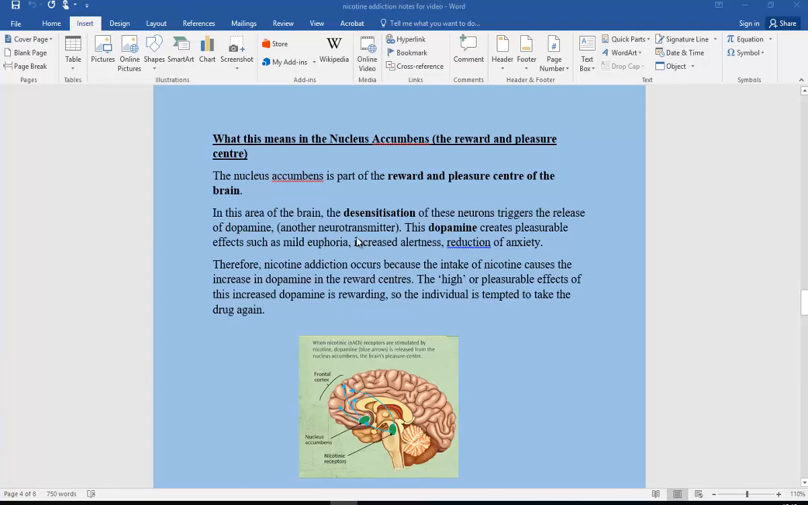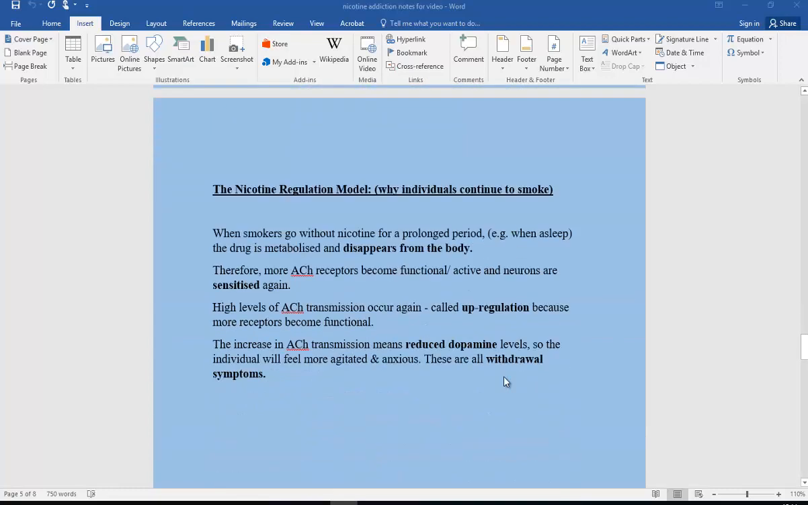As I've said already, that desensitization then triggers the release of more dopamine. And that is what causes us to have that mild euphoria and alertness, etc., that we get with cigarettes, with nicotine. And obviously that then becomes a learnt response. And without it, if we withdraw from it, therefore we get the awful withdrawal symptoms. And that will entice somebody to go and have another cigarette.